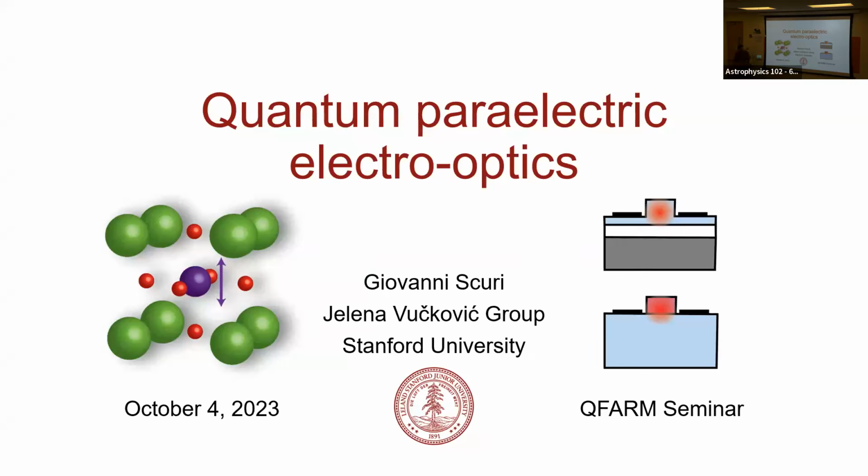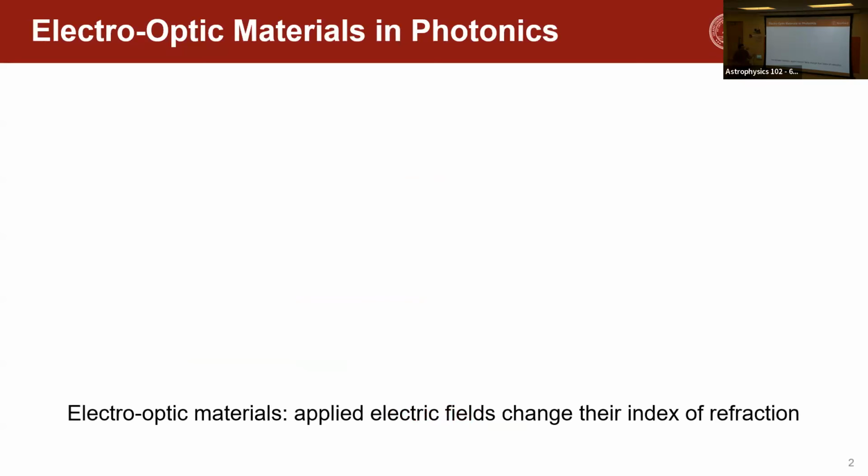Thank you so much for the introduction. As Mihir said, today I'm going to talk about some of the work that we've done in the past nine or so months, trying to make nanophotonic devices with materials that have a large electro-optic tunability and cryogenic features. As you all know, electro-optic materials are materials where if you apply an electric field, you can change their index of refraction. Starting from this very simple property, you can envision making a number of different photonic and nanophotonic devices.